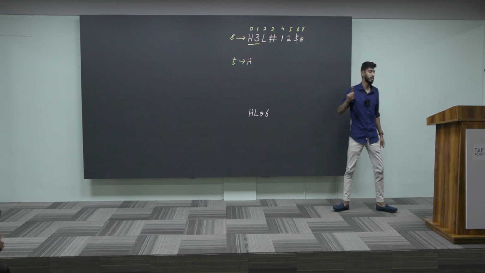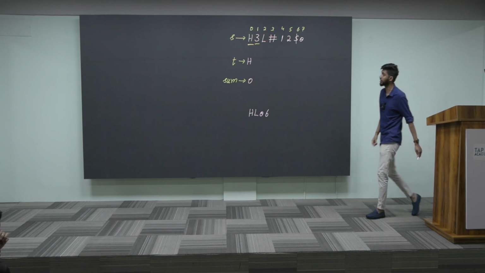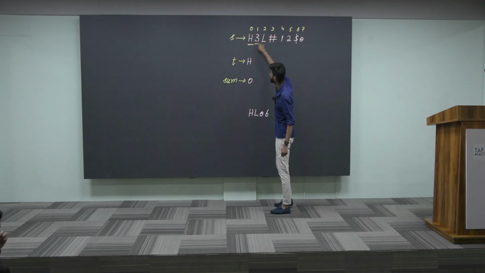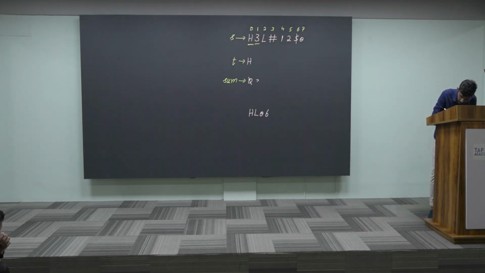Correct or not? Yes. So what I will do is take one more integer variable called sum. What should be the value of sum at the start? 0. Now when you add this particular thing, all you need to do is 0 plus 3. How much is 0 plus 3? 3. So the sum value will be equal to 3.